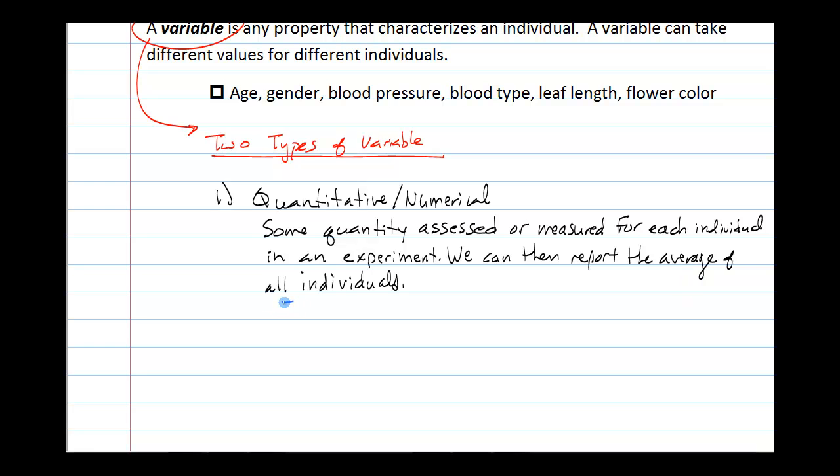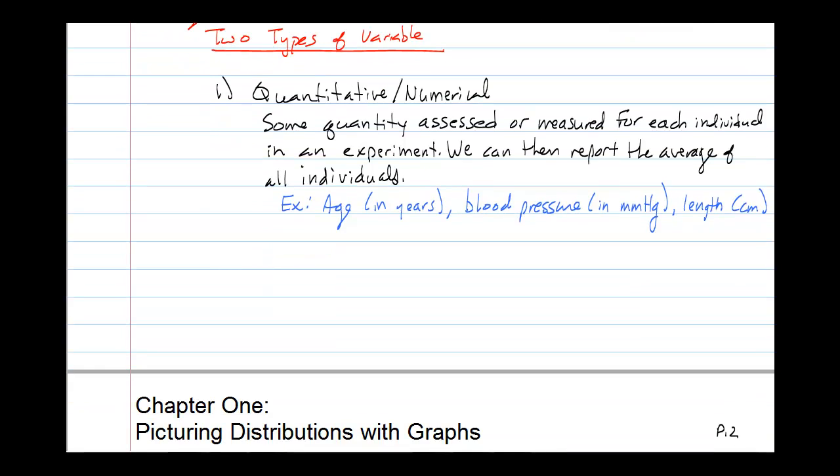So some examples here would be something like age. And this would have to be age in years. We wouldn't say your age is too old. That would not be quantitative. So age in years would be an example. Blood pressure would be an example. But again, it's not just blood pressure as being too high, too low, or just right, but it would be the actual numerical values listed. We could also look at the length of an object, let's say in centimeters. And these would be all examples of quantitative or numerical variables.